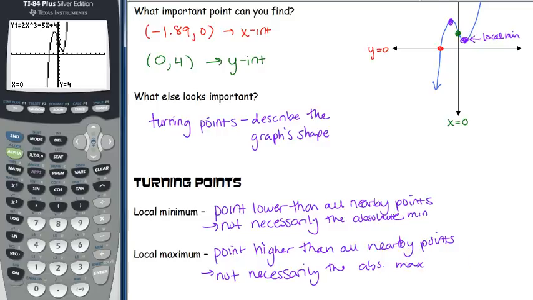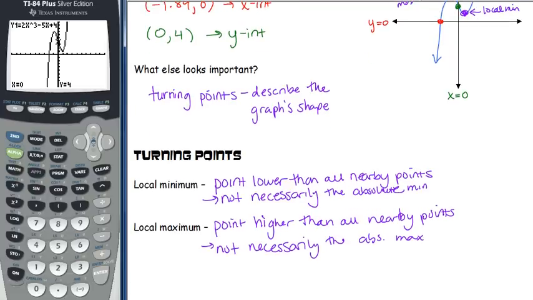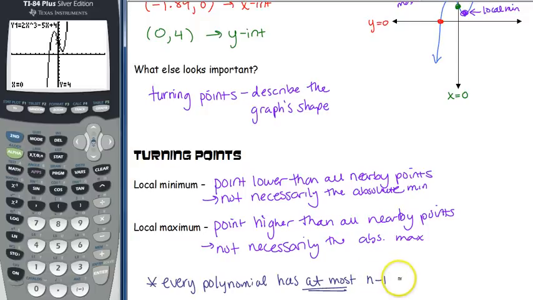So when we look back at our graph, this would be our local max. It's not the absolute max because our graph is going to continue up forever. And when you are looking at your graph, every polynomial has at most, and again, at most doesn't mean it's going to have exactly that number, n minus 1 turning points.